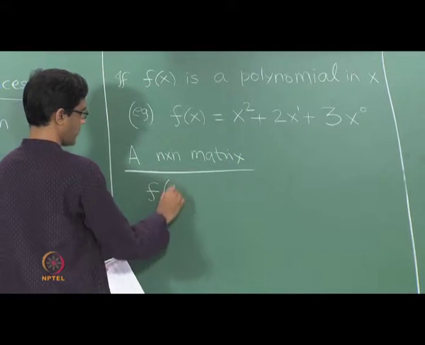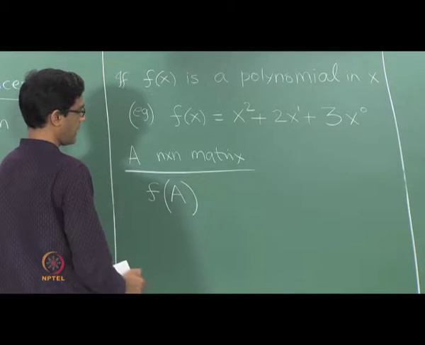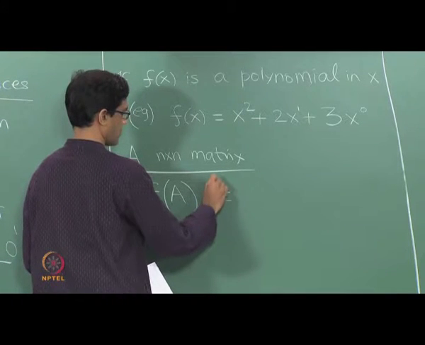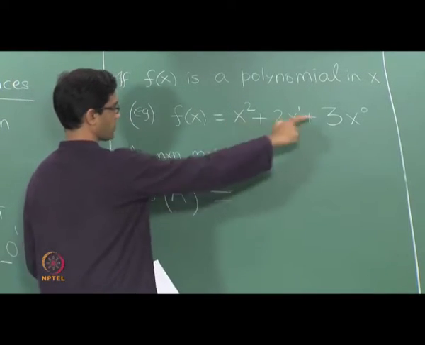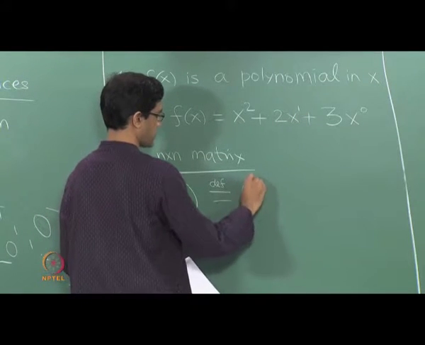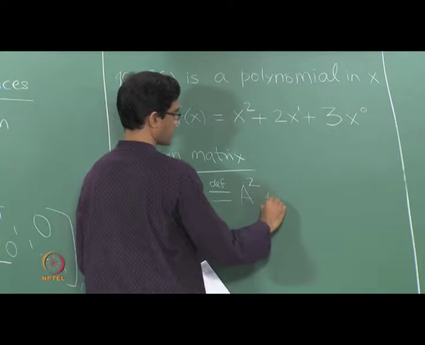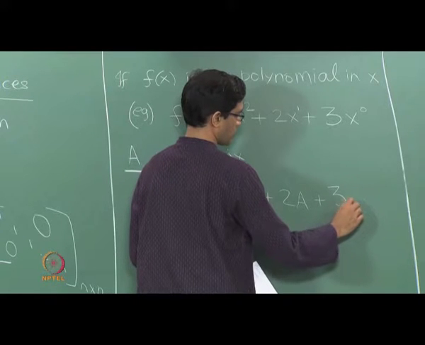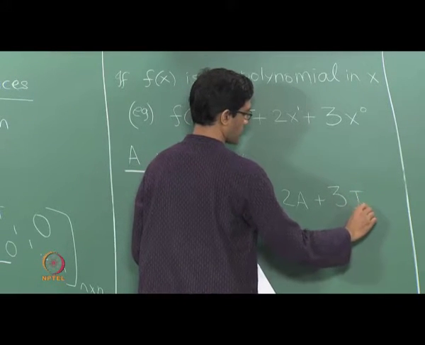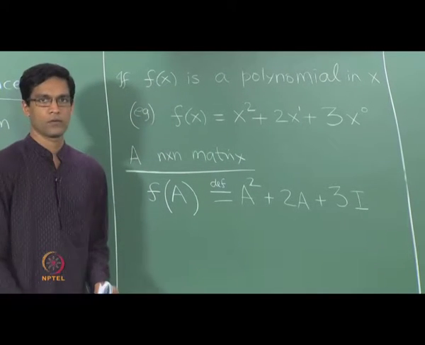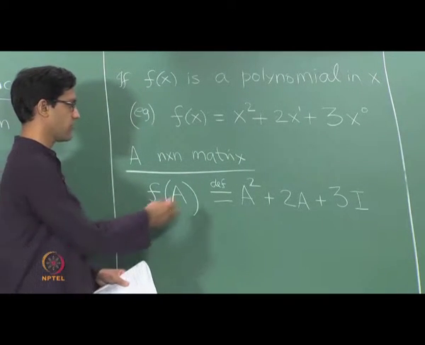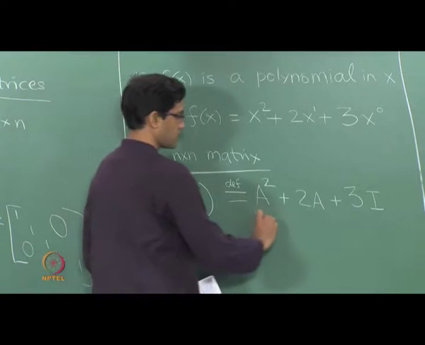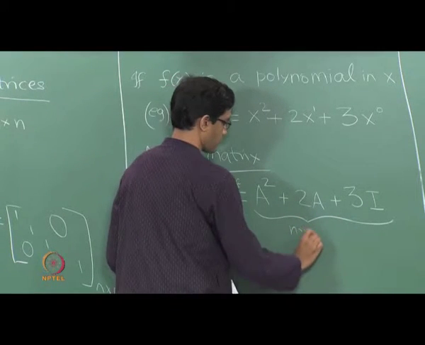we can define the following. You plug in A in place of x, so the quantity f of A is defined as follows. So here is the definition. You just read off the polynomial, but replace all the x's with A's. So this is now A squared plus 2 times the matrix A plus 3 times, well, x power 0, now that should be replaced by A power 0, but A power 0, as I said, is just the identity matrix. Okay, so the quantity f of A is defined to be A squared plus 2A plus 3I. And observe now that this is a matrix again, right? This is once more an n cross n matrix.